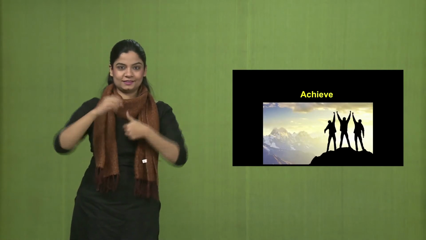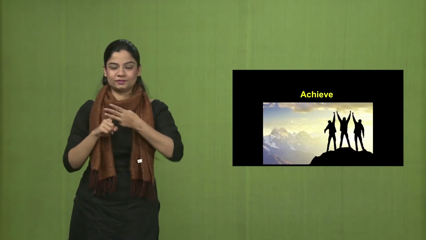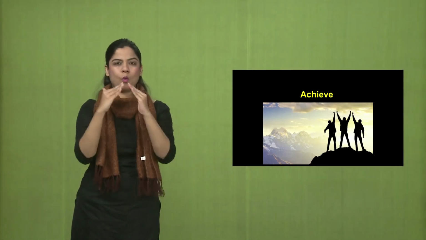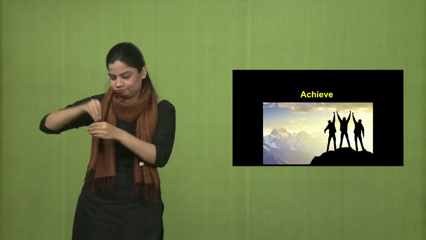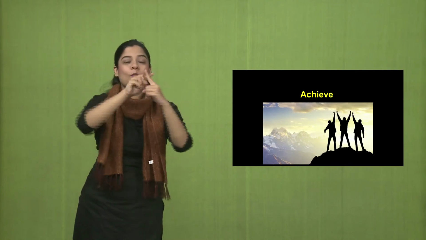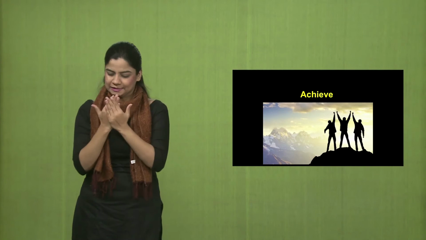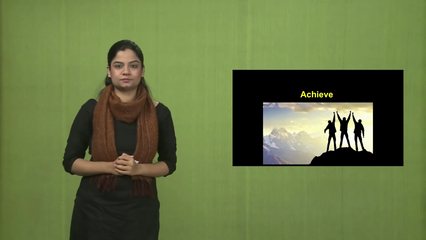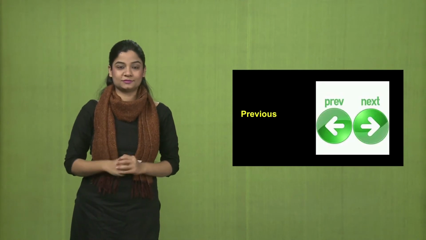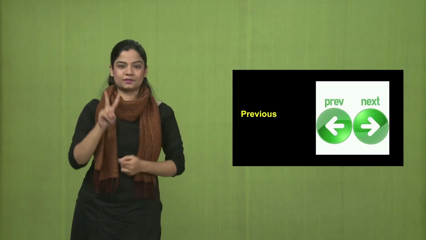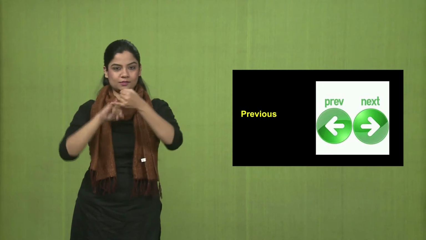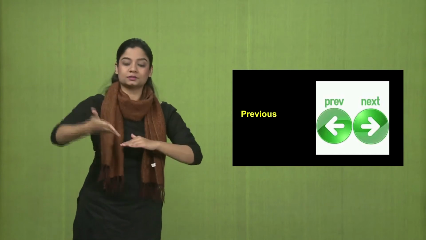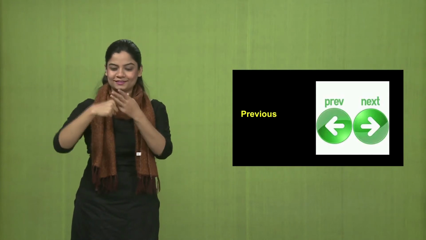Achieve, to successfully bring about or reach the desired objective or skill. For example, you are saving money and your achievement is to buy a house or to get a job that you've been desiring for. So, that is achieve. Previous, as you can see in the picture, previous is going back or occurring before in time to order. Next is when you go next. Previous is going back, as you can see from the pictures.